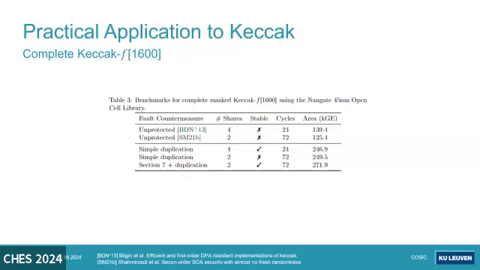And this is a table for the complete Keccak, the full Keccak implementation. And we compare it. First, we have the unprotected implementations, and we know that they're not stable. And we simply duplicate those unstable implementations with 4 and 2 shares. And not surprisingly, the simple duplication of 4 shared implementation is stable.